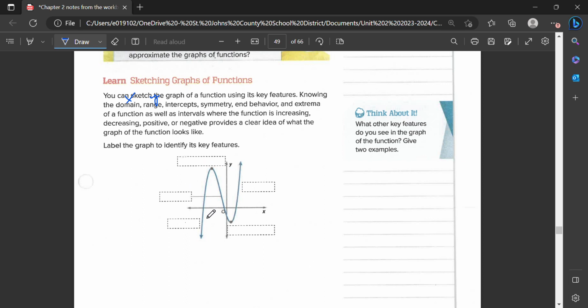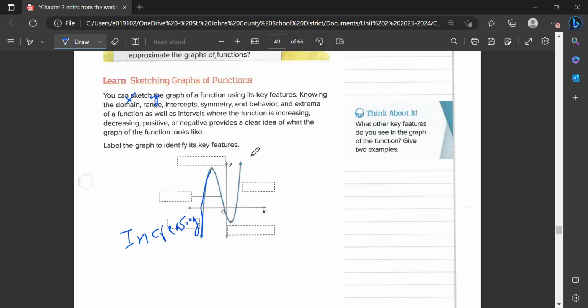All right, so label the graph to identify its key features. Starting here, what's going on from this arrow up to this point right here? Hopefully, if we look left to right, it's going up, so therefore it is increasing. So we'd write increasing in that box, but as you know, if you've watched these other videos, my handwriting is awful. You also see me in class every day, so yes.